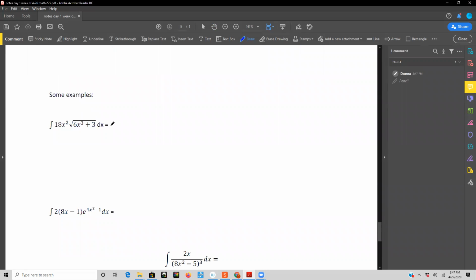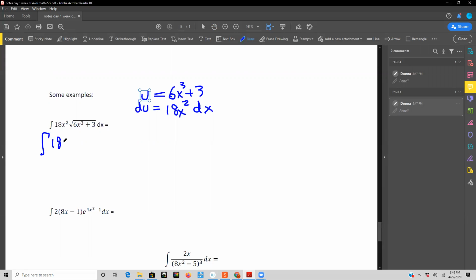So my plan with this was just to work a few examples so you can see again how this all works. So again, I got a square root here, so I'm going to let u be 6x cubed plus 3. So I'm going to take the derivative. So du would be 18x squared dx. So what I have right now is the integral of 18x squared times the square root of u times dx. Oh, dx is du over 18x squared.